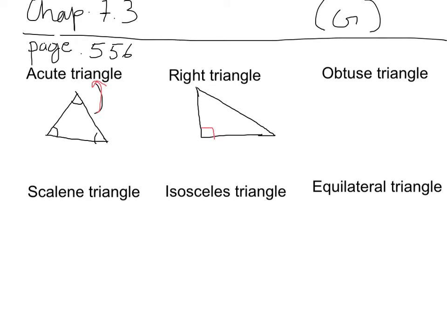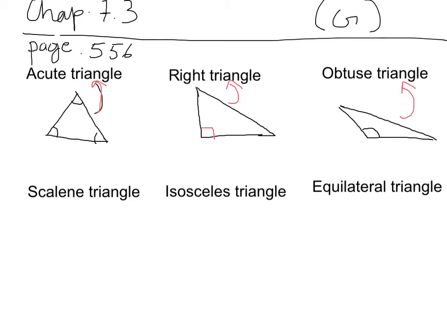An obtuse triangle, you can see the trend. An obtuse angle is an angle that is more than 90 degrees and less than 180. So I can draw you an example here. So this is an angle that's clearly more than 90 degrees and less than 180 degrees. So therefore, this is called an obtuse triangle, and this is a right triangle.